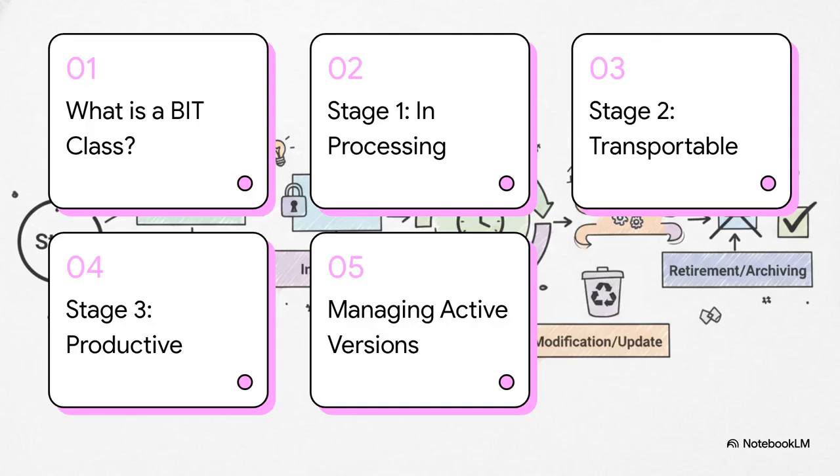So here's our game plan for this explainer. We're going to follow this class on its entire governance journey. We'll kick off with what a bit class is, then walk through its three main stages: in processing, then transportable, and finally released as productive. And to wrap it all up, we'll see how you manage changes once it's already out in the wild.